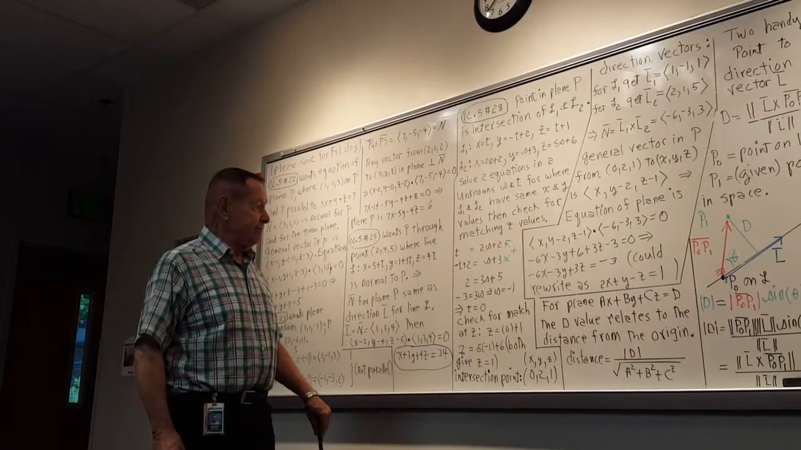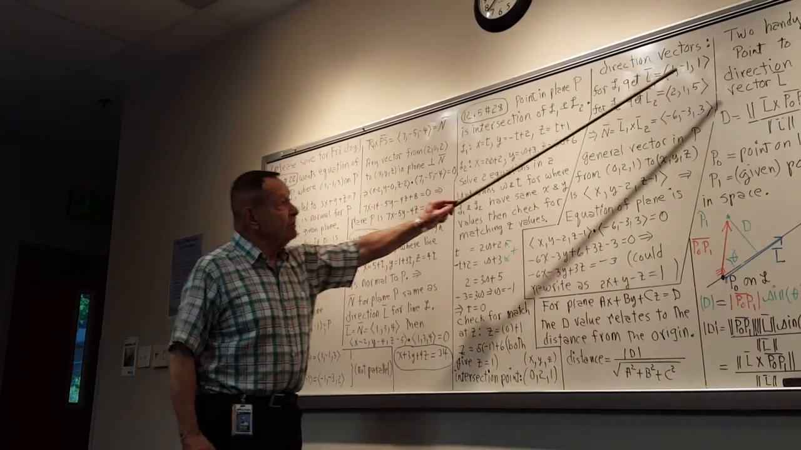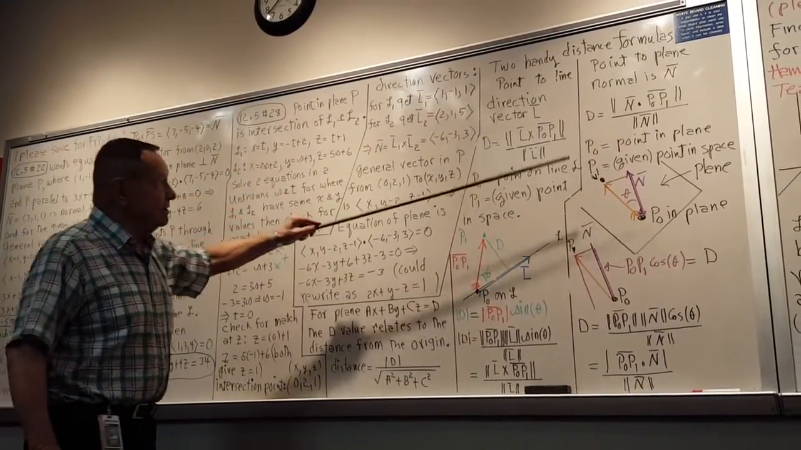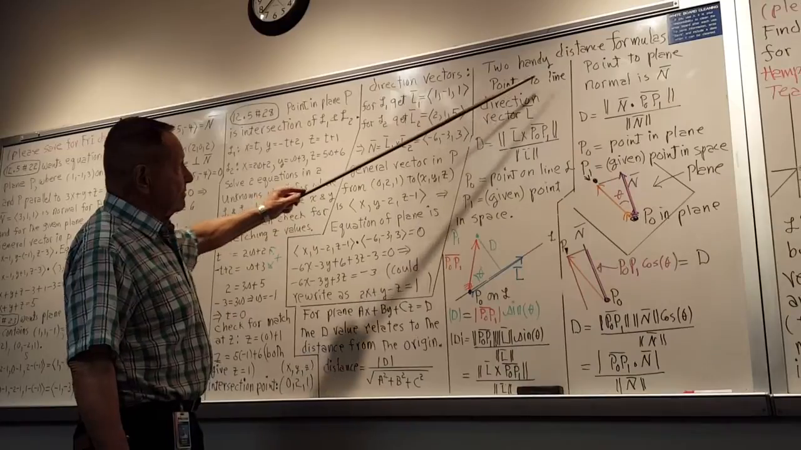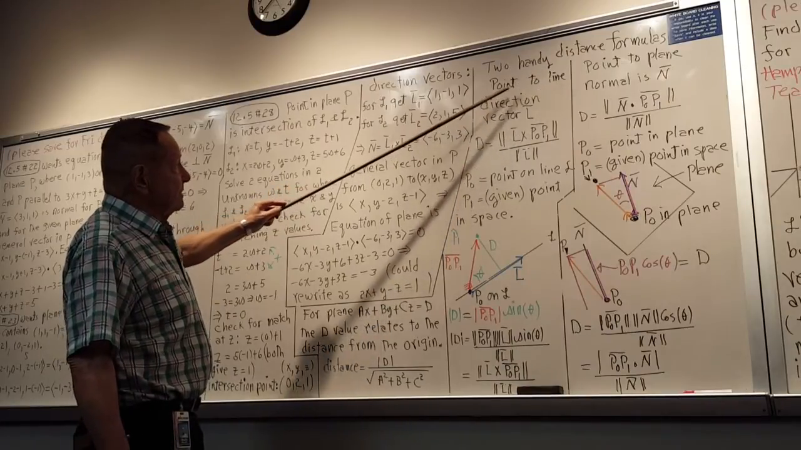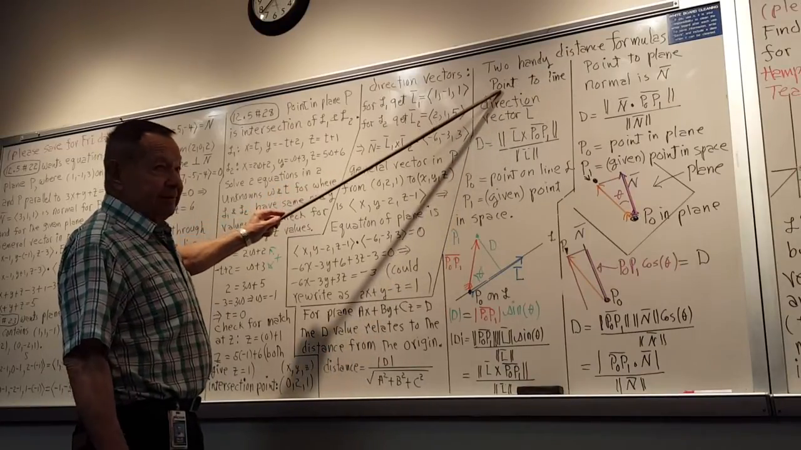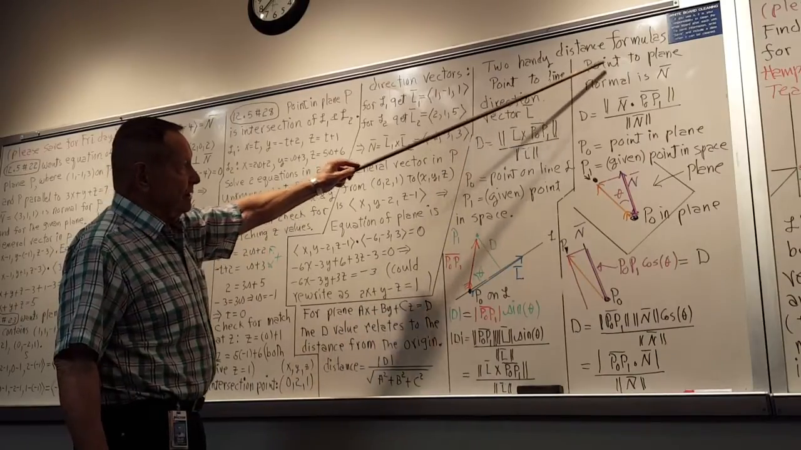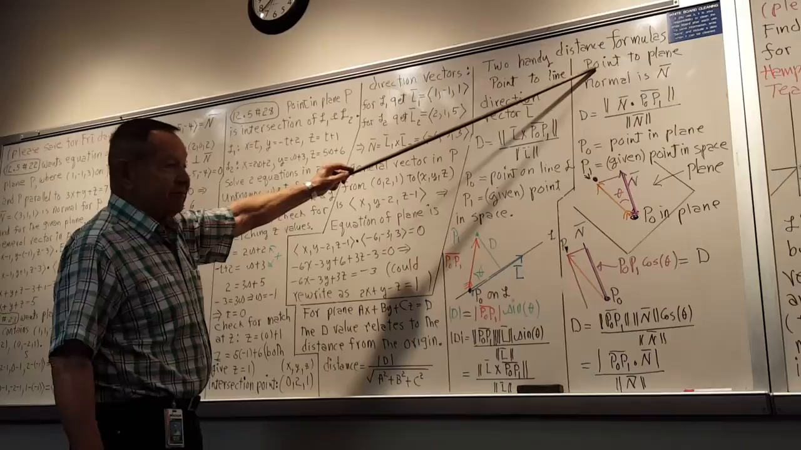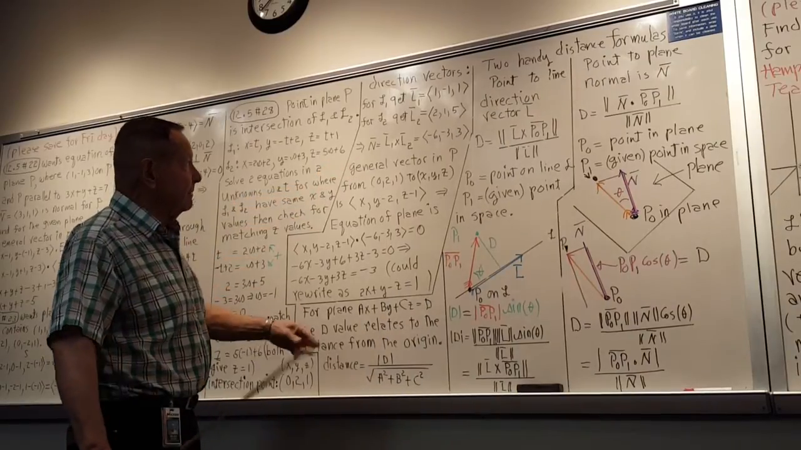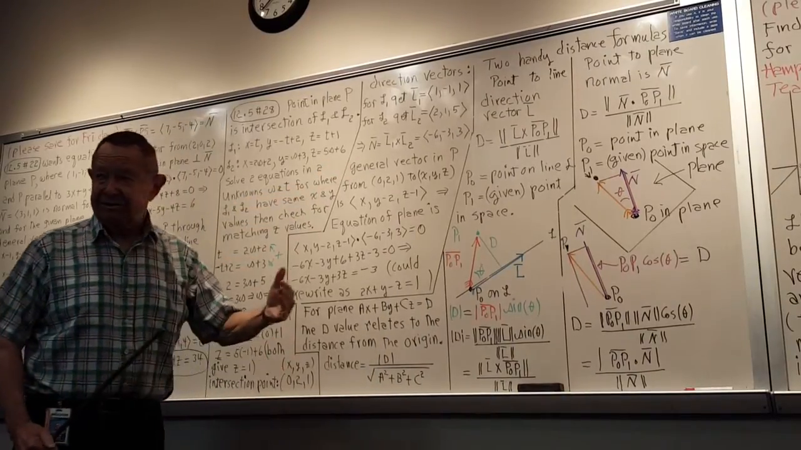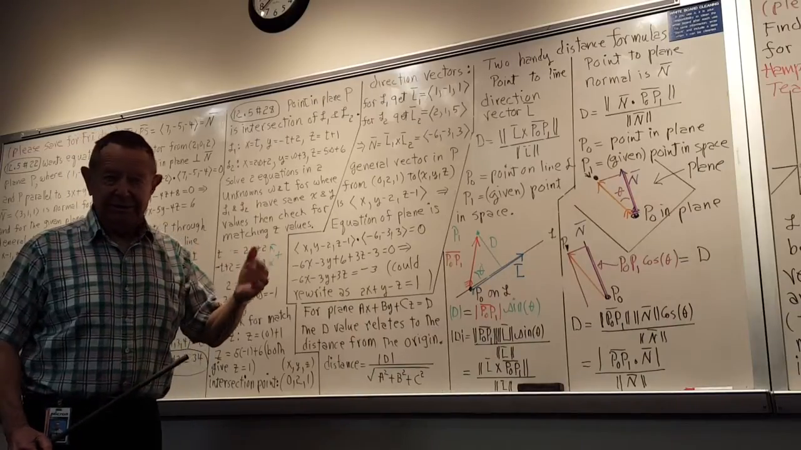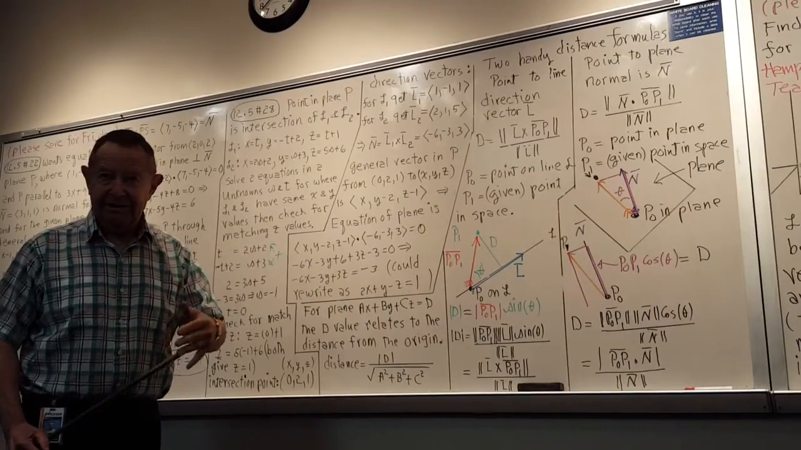Okay, so we have two handy distance formulas here. Point to line. So the point typically is not on the line. The other one is point to the plane, and typically the point is not on the plane. So by the distance, of course, you mean the shortest distance. So that's measured along a line that comes in at right angles.